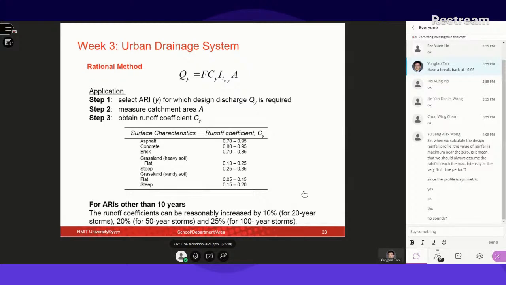As I just mentioned, when selecting the ARI, the average recurrence interval, we need to consider location and type of structure, consequence of the flooding, economic considerations, the maintenance requirement, and the traffic interruptions due to excessive flooding.